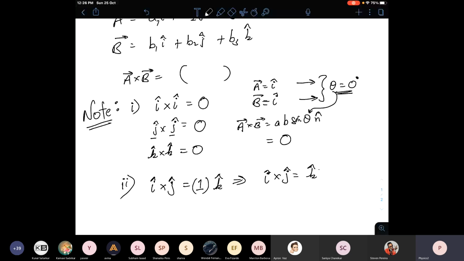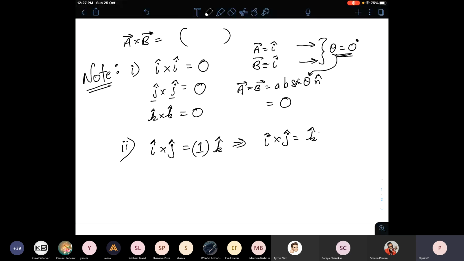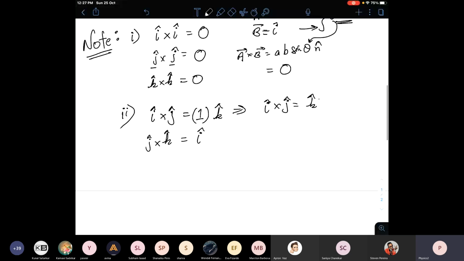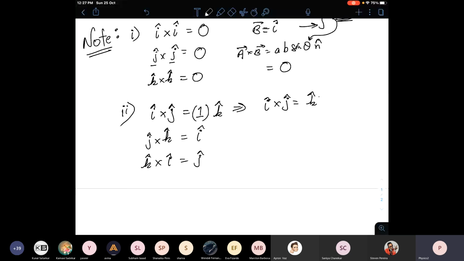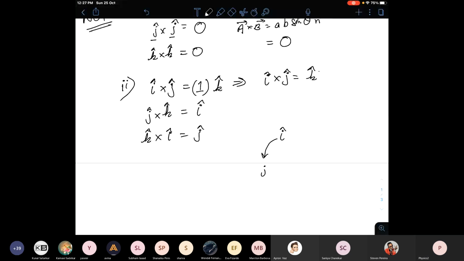I cap cross J cap is K cap. Similarly, when we write J cap cross K cap, it comes out to be I cap. And similarly, when I write K cap cross I cap, it comes out to be J cap. Now there is a method to remember this. There is a method to find the answer for two standard unit vectors. We draw a circle like this, and in anti-clockwise direction, I, J, K like this.